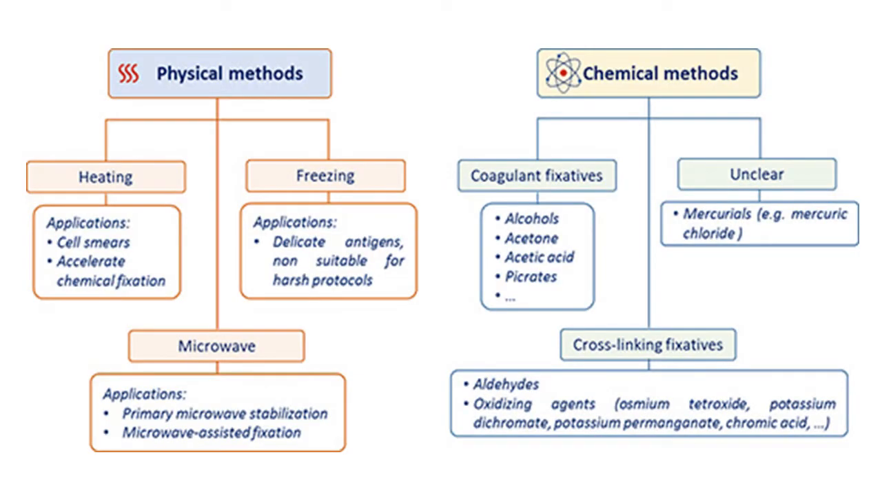So this is the method of how the fixation happens. We can divide it into two, the physical method and the chemical method. Under the physical method we have two types, the heating method and the freezing method. The heating method we can apply for cell smears, to accelerate the chemical fixation. The other one is the freezing technique. Under the physical method, it is applied for delicate antigens not suitable for heat protocols. So in this condition we are using the freezing method.